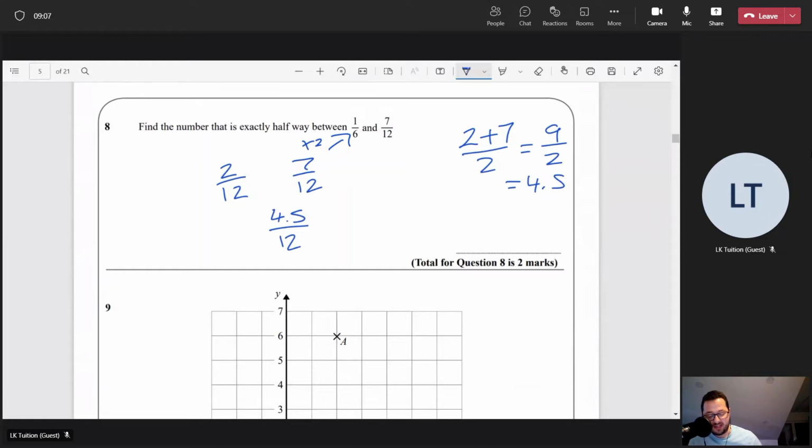So we can either simplify this, which is what I'll probably do. So we want to try and divide it by 12, but let's see if we can divide it by 3 to start with. So that's going to be 1.5/4. And then if we divide that by 4, well, if we half it to start with, that's 0.75/2. And then if we half that again, that's going to be 0.375. Okay.